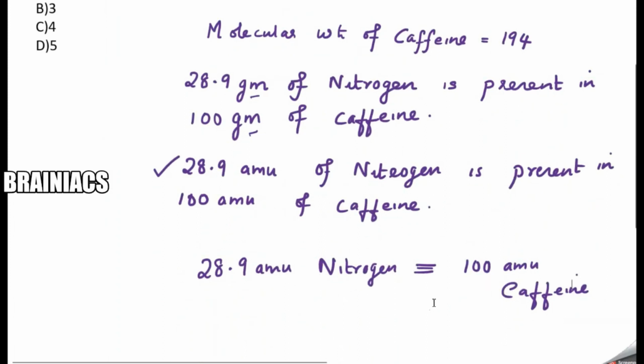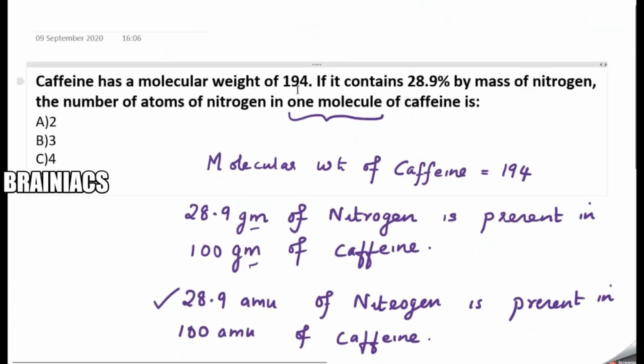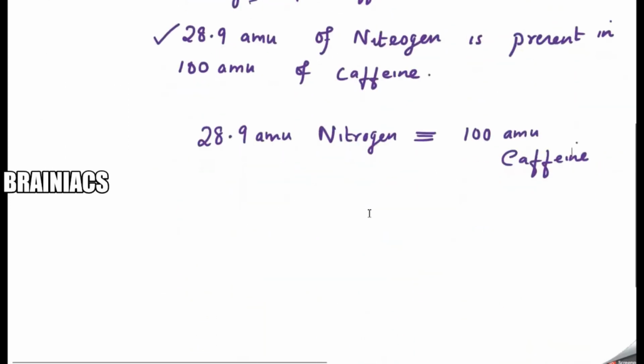Why do we need to find out in 194? Because 194 is what they have given, the molecular weight of caffeine. They are asking for the number of nitrogen atoms in one molecule of caffeine. We know that one molecule of caffeine has a molecular weight of 194. So we will find the mass of nitrogen in one molecule of caffeine. One molecule of caffeine has a mass of 194. So we need to convert 100 to 194.